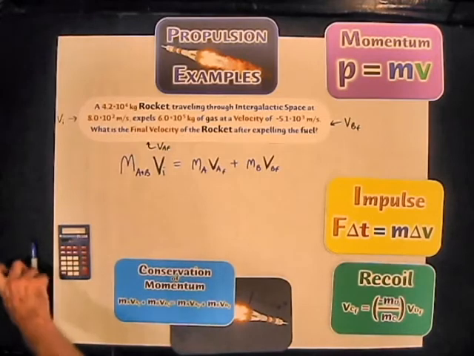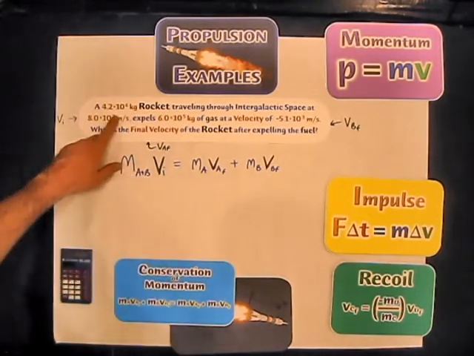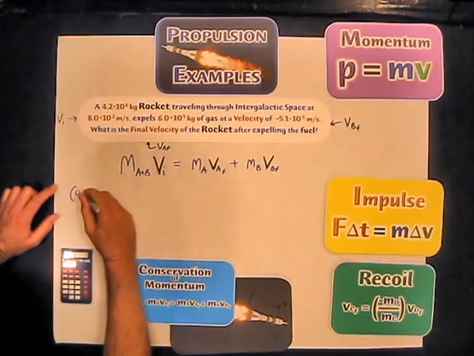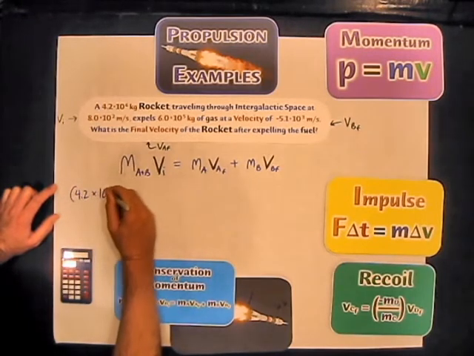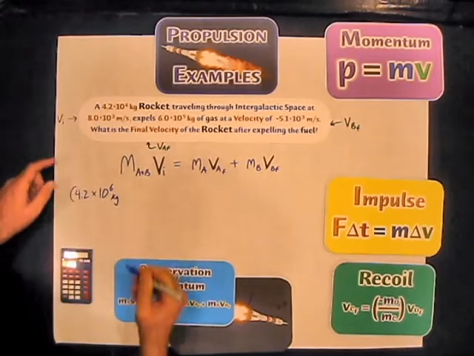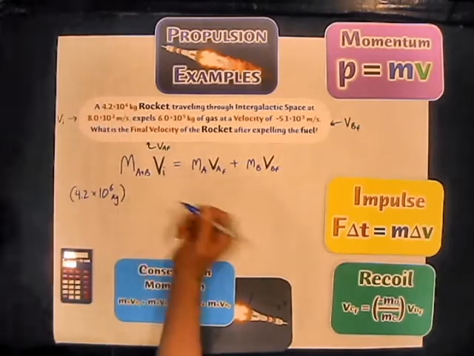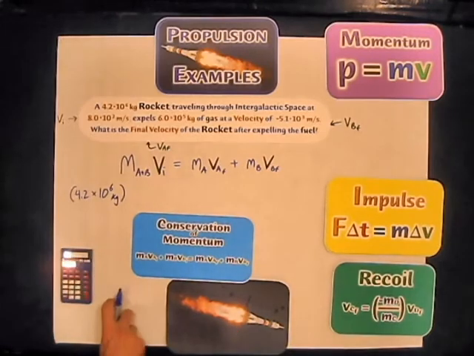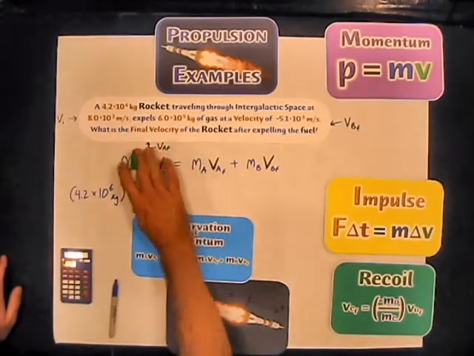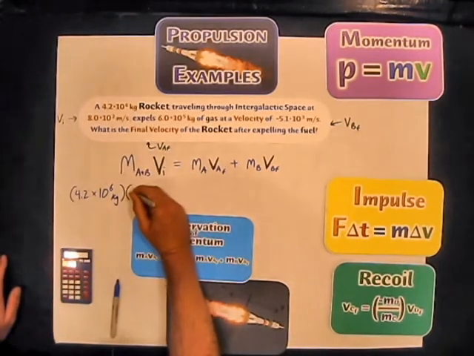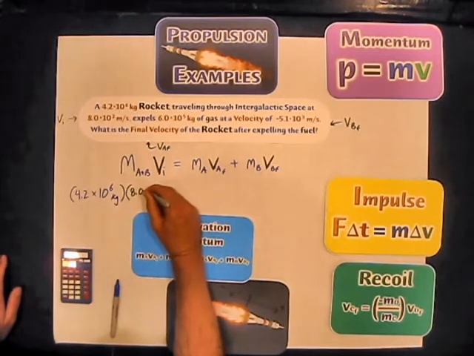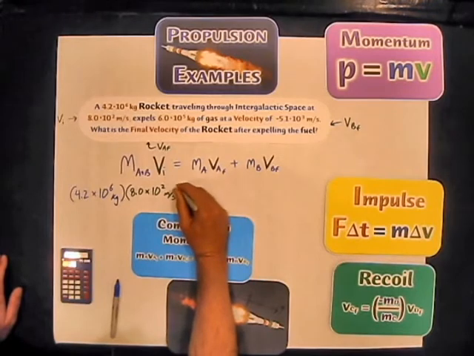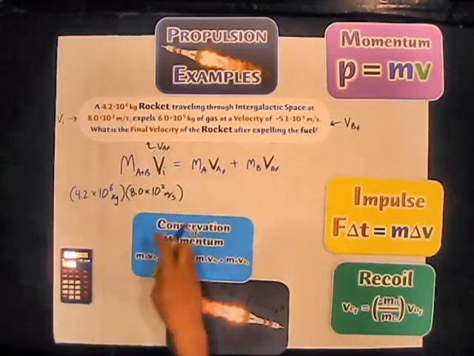So let's just write in the ones that we know. The mass of A plus B is 4.2 times 10 to the 6th kilograms. Is that the correct unit that we need for all this? Yes, it is. And what is the velocity? The velocity is 8.0 times 10 to the 2nd meters per second. And what does that equal?